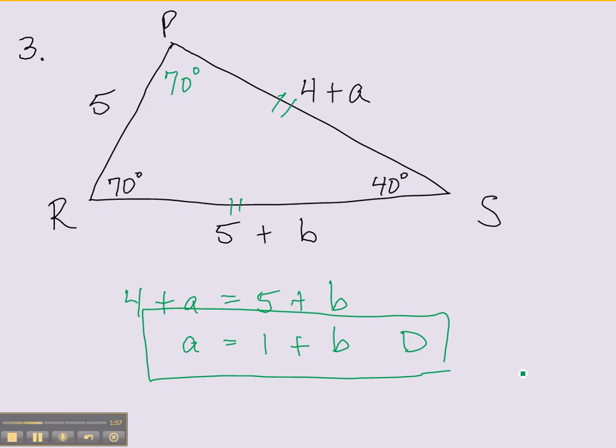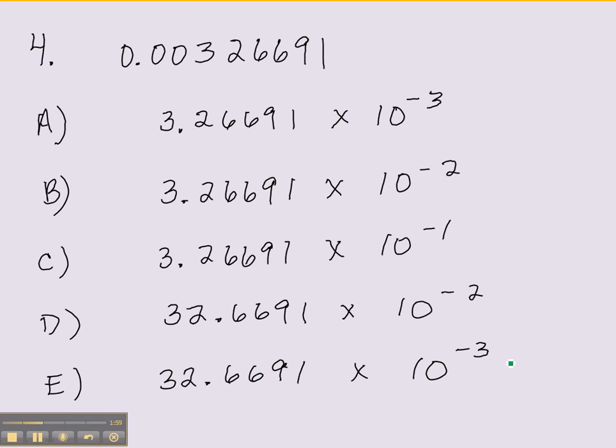Number 4, this number is equivalent to which one of these? Let's just check the first one, A. 3.26691 times 10 to the negative 3, which means we're going to move the decimal to the left 3 places, so 1, 2, 3, and that's equivalent, so the answer A is correct.